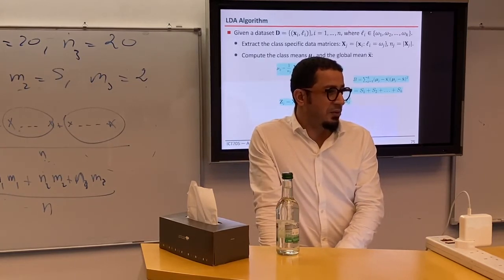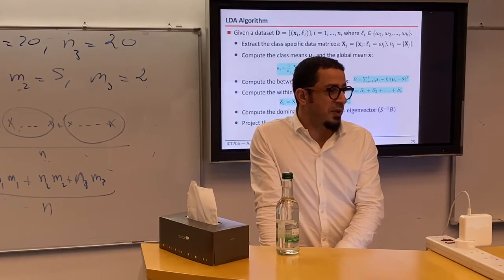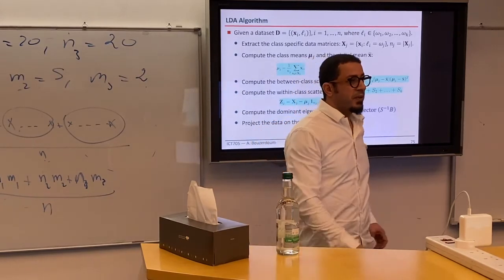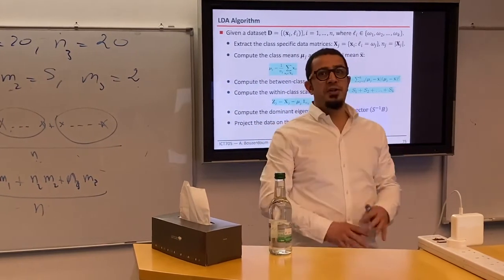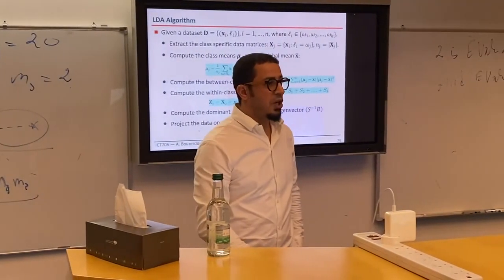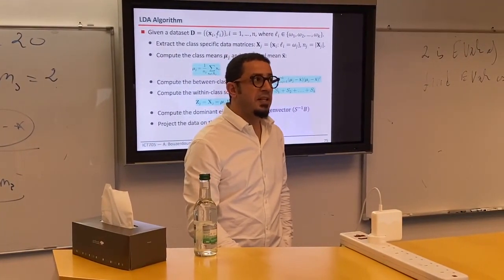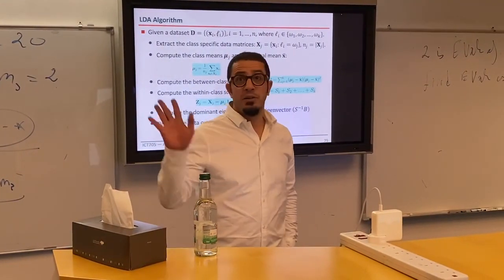Again now, how to do it? Okay, let's summarize all the points until now. How to find W. First of all, this is the summary of what we are doing. First of all, you have your data. What does this X_i, L_i mean? What does it mean?